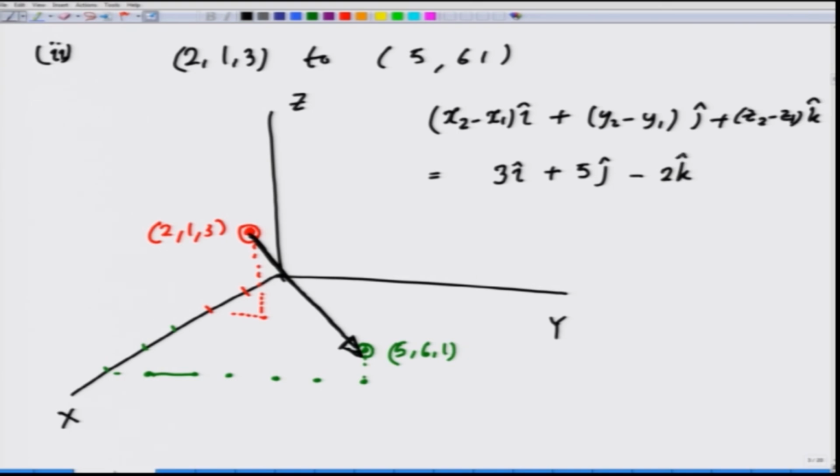You can already see that this vector points in the positive x direction, positive y direction, but negative z direction. If I were to make it from the origin, it will be 3 steps in the x direction, 1, 2, 3, 5 steps, 1, 2, 3, 4, 5 in the y direction and 2 steps in the z direction. This vector, if it moves parallel to itself, is the same vector as this.